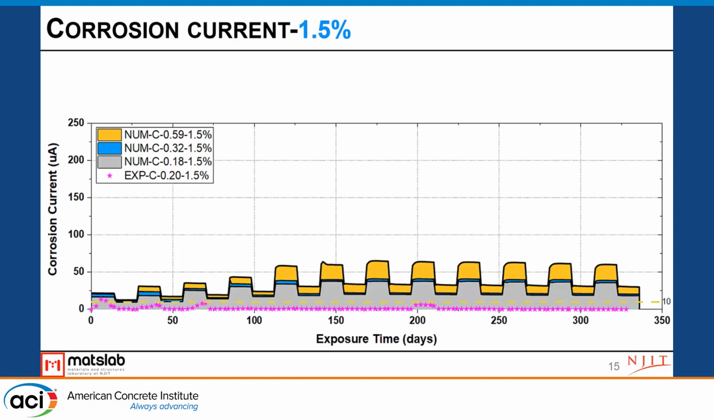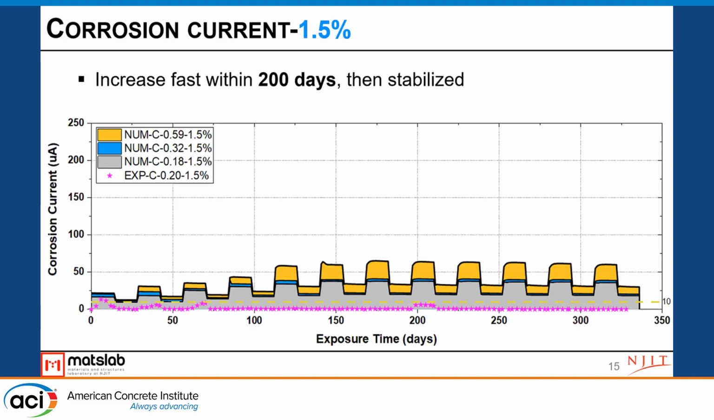We see jumping up and down of this result because we applied wetting and drying cycles. So when we add the solution, the corrosion current is higher. When we remove the solution, it drops down. And the scattered data here is the test result. Actually, we didn't see much corrosion from the test. It's possibly because of self-healing of the concrete, or just because of the variability of the test result. We have a limited number of specimens tested.